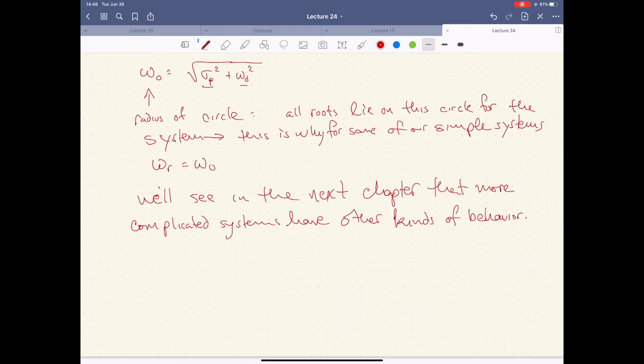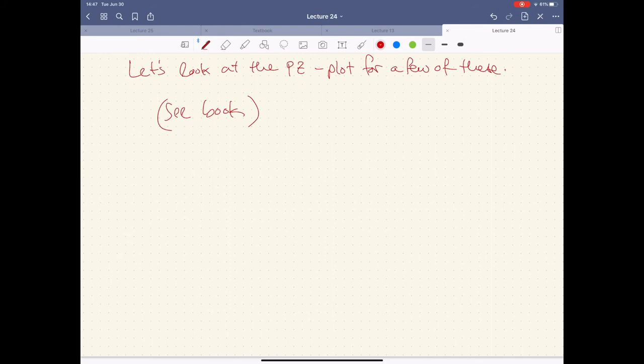So all the roots lie on this circle for the system. This is why for some of our simple systems, our resonance is equal to omega naught. We'll see in the next chapter that more complicated systems have other kinds of behavior. But what is this really talking about anyway? Let's look at the PZ plot for a few of these, and I'll explain there what's going on.